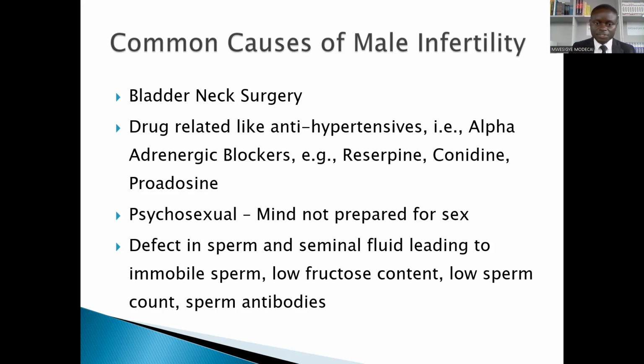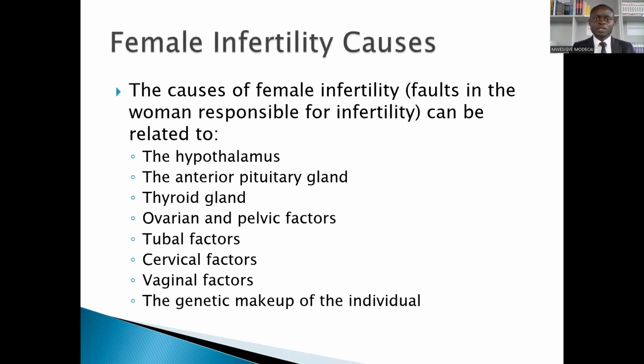Then we talk of this defect in sperm and seminal fluid. And once there is any defect, then the sperm will fail to move. The sperm will be denatured. So the above are the causes of infertility in males.